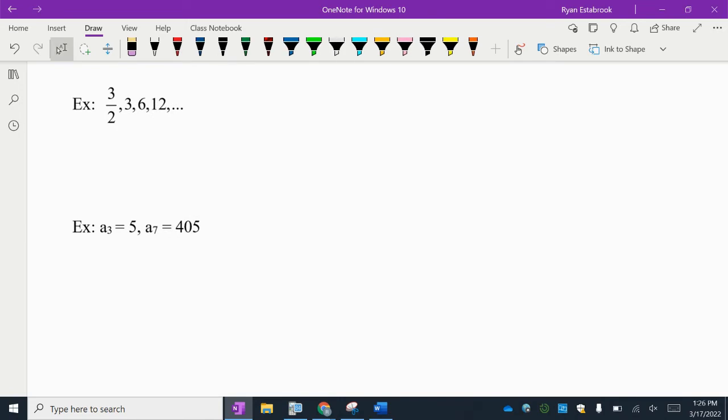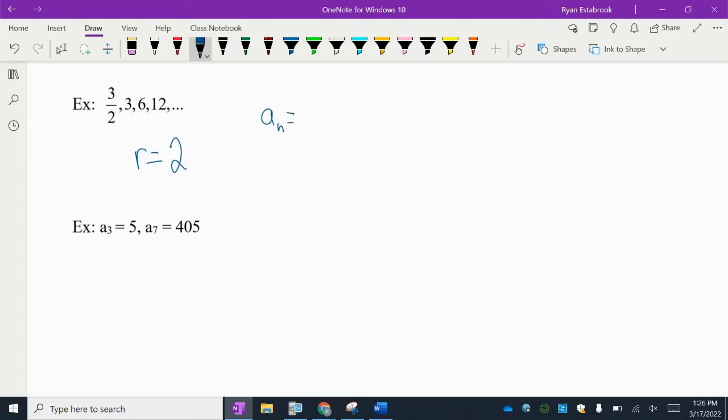The directions: find a formula for the nth term. Find a sub n. And this first one, it is geometric. To find the common ratio, you could take 12 divided by 6, or 6 divided by 3, or 3 divided by 3/2. It doesn't matter which one you pick. What is the common ratio for this one? 2. 3/2 times 2, 3 times 2, 6 times 2. The common ratio is 2.